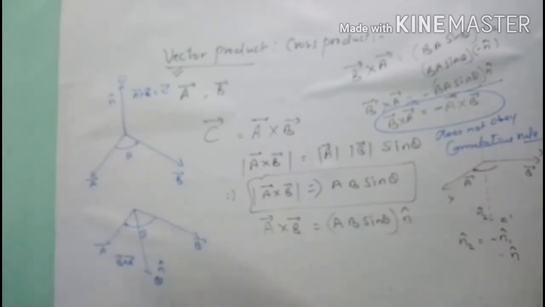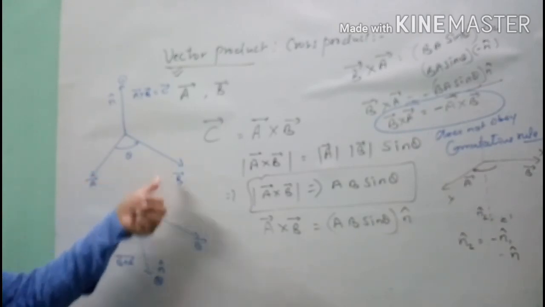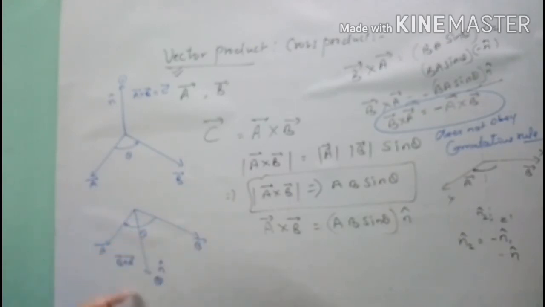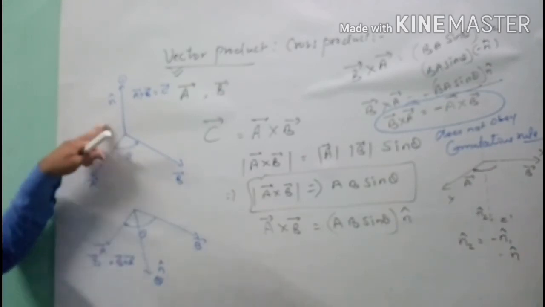From these two diagrams you can see that for a small angle change theta, in the first case from A to B and in the second case from B to A, the directions of both A cross B and B cross A, let the B cross A vector be represented by D, are opposite.